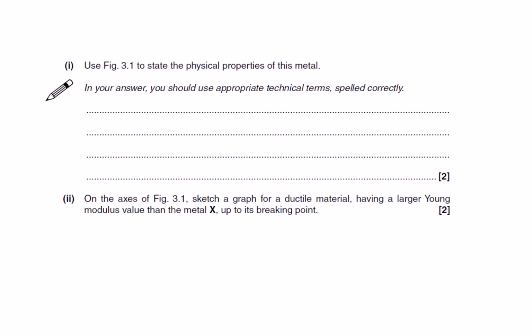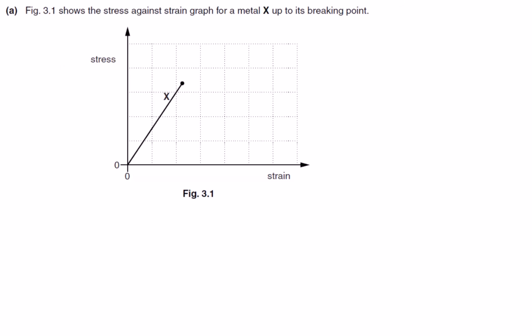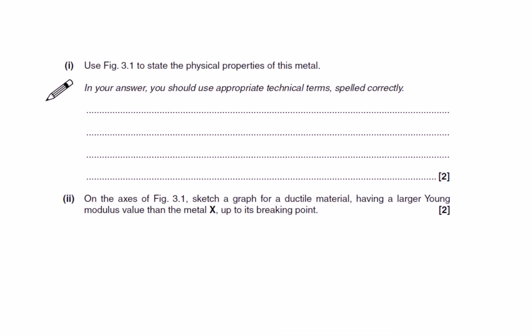metal. And we're going to have to spell something correctly. So if we come back, what I would say is, if we look at this, well, we've just got a straight line, meaning that the stress is proportional to the strain all the way up to its breaking point, and that is indicative of a brittle material, which is the thing we have to spell correctly.